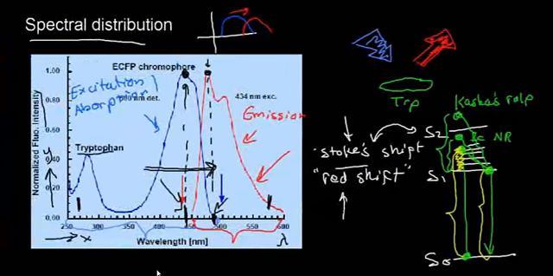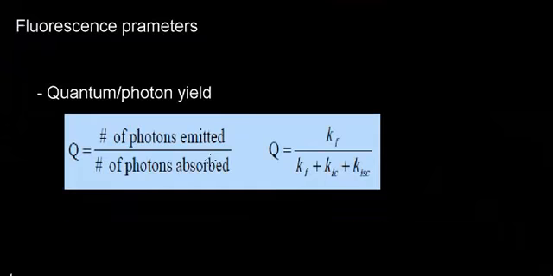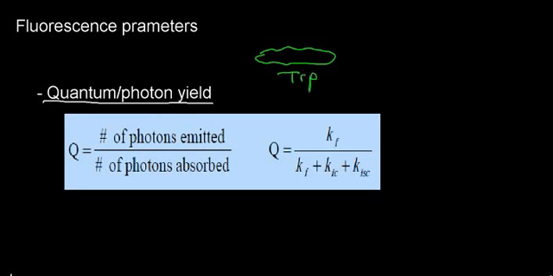Perfect. So now that we know that, let's go through fluorescence parameters. When we say fluorescence parameters, it's really a way to characterize different fluorescent molecules. We're going to mention quantum yield, and this is a pretty important way to characterize a fluorophore. Let's just say this is my fluorophore. Let's stick with tryptophan. Why not?